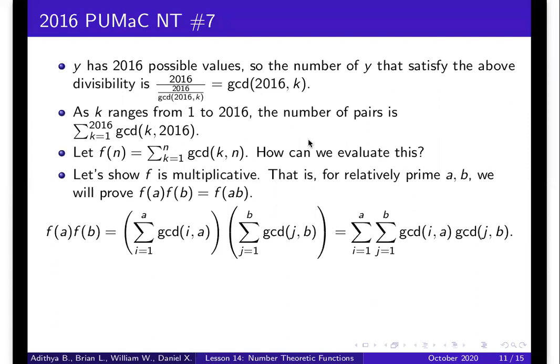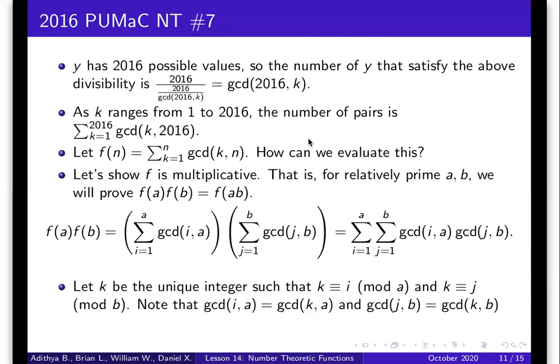So the key step in simplifying this sum is if we just let k be the unique integer such that k is i mod a and j mod b by the Chinese remainder theorem. And we can do this since a and b are relatively prime. So now the GCD of i and a has to be equal to the GCD of k and a. You can verify this with the Euclidean algorithm if you want. And similarly, the GCD of j and b is equal to the GCD of k and b.